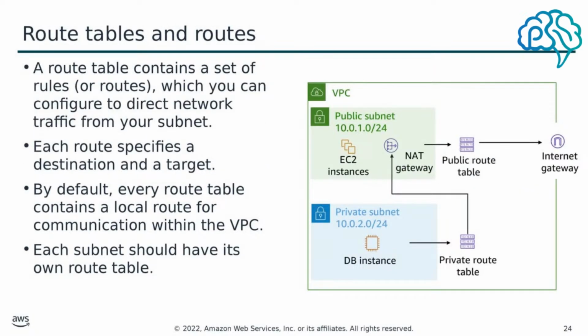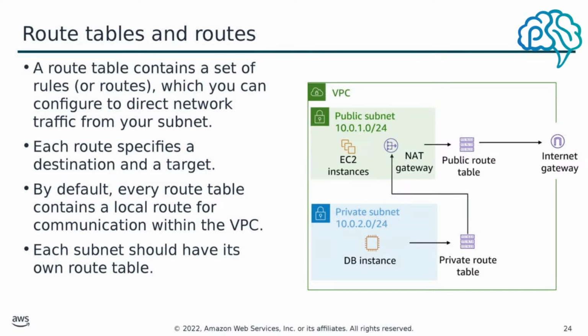So the next thing we'll talk about is route tables and routes. If we look at a diagram of a public and private route table, the public subnet contains the EC2 instance and a NAT gateway. The NAT gateway would direct traffic to a public route table and then to the internet gateway. The private subnet would then contain the EC2 instance where the traffic goes to the private route table. And from there, the traffic is going to go to a NAT gateway in a public subnet.